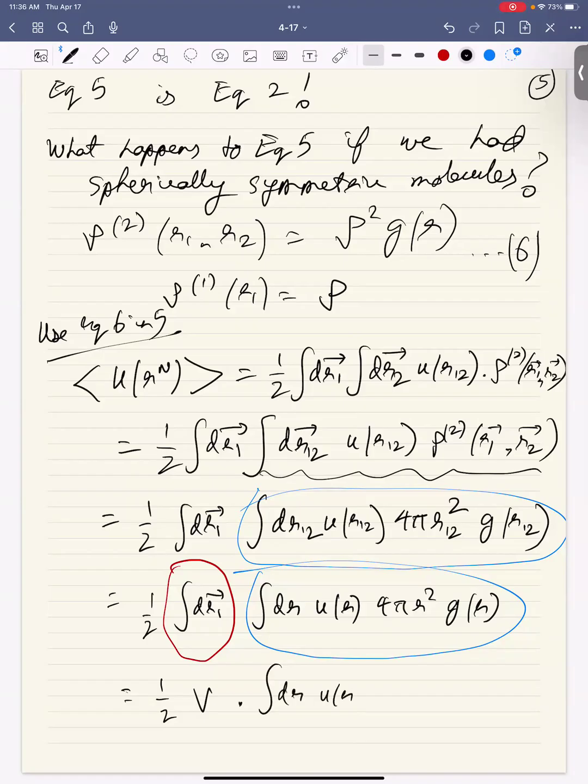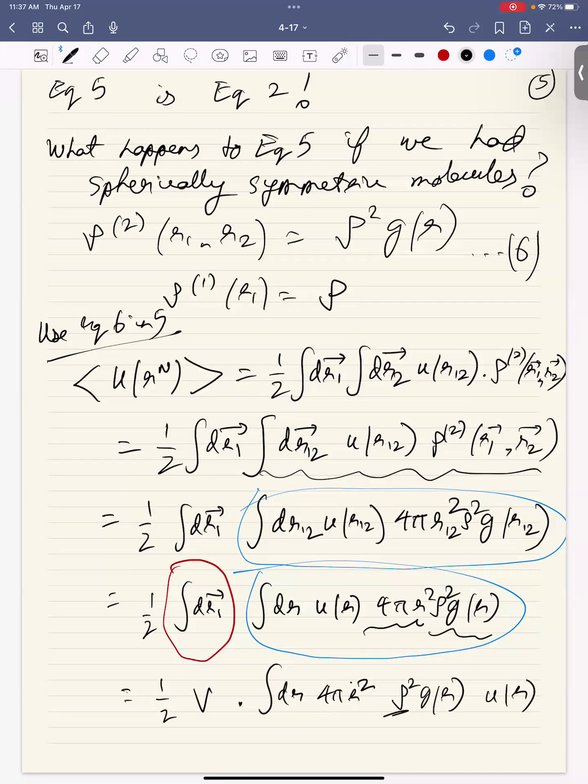dr u of r. I missed something. I missed my rho square, right? Density squared. Actually, let me. Yeah, that rho square is correct. What I want to do is to write this integral slightly differently. So dr 4 pi r square rho square g of r u of r. Okay, just being consistent with my notes.